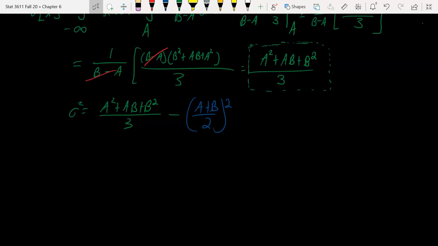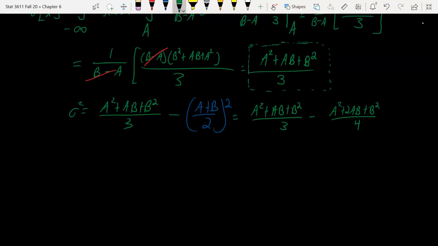All right, and so let's take a look at what we have here. a squared plus ab plus b squared over 3, minus, now we're going to square the top here. This is going to be a squared plus 2ab plus b squared all over 4. This looks fine. And now we want to combine like terms, but we're going to need a common denominator. We have a denominator of 3 and a denominator of 4, so our least common denominator is going to be 12.